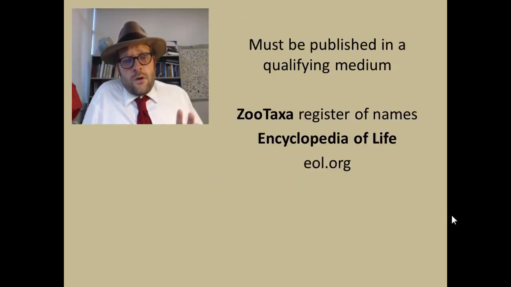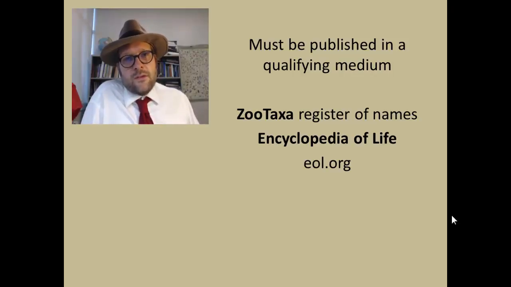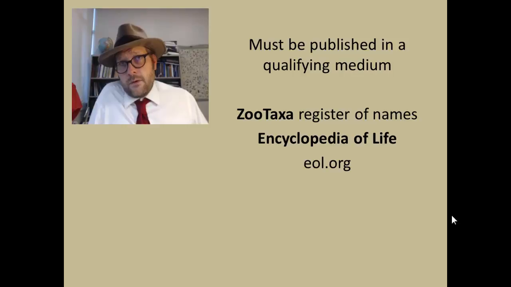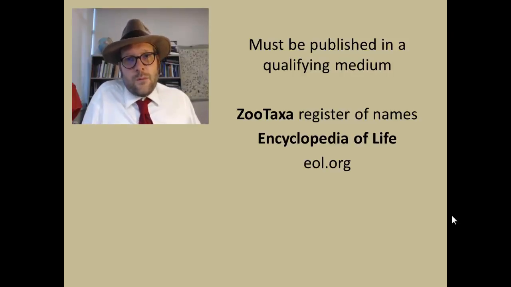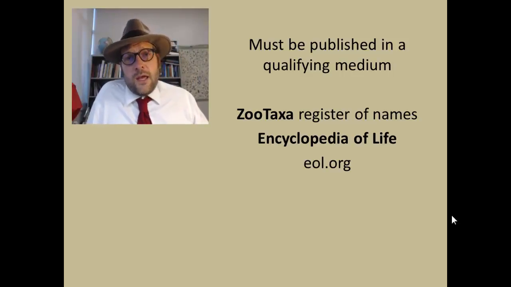So the first rule of naming a new species is you must publish in a qualifying medium. That means you must publish in some sort of academic journal or publication that has a fairly wide readership, so that people can access your description of this new species. It used to be, not that long ago, that you couldn't publish a new species on a website or on the internet. It had to be a printed journal. They've changed this, and so now you can publish in a journal that's only online or available electronically, but you have to register it through some sort of database.